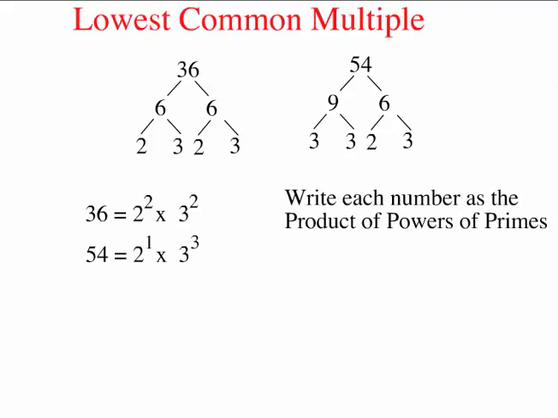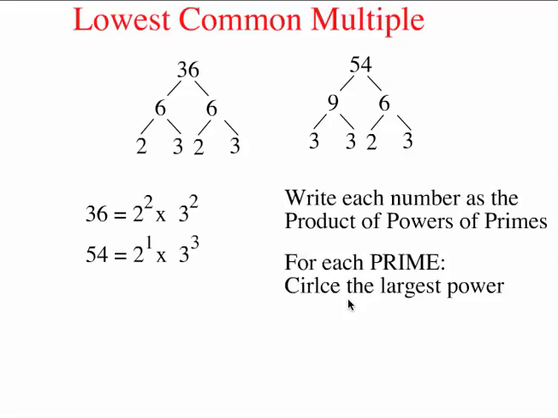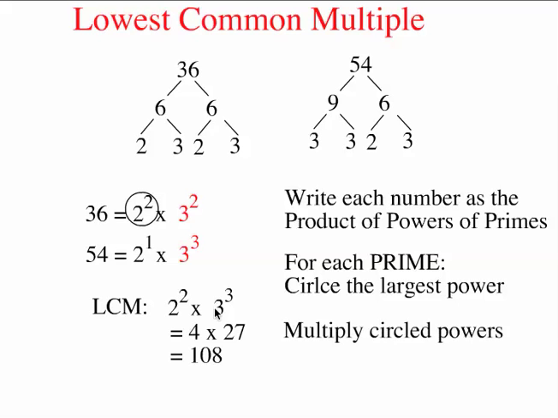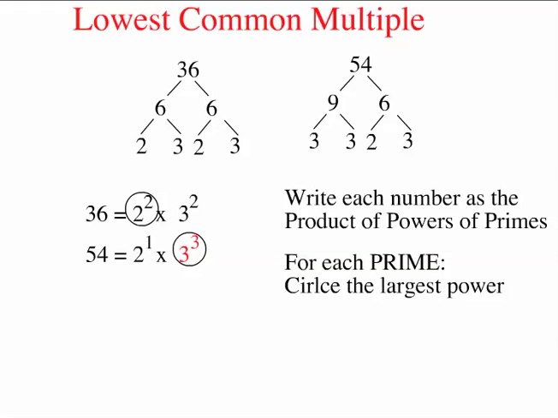Then for each prime, circle the largest power. So for the 2's, we have to decide which is larger: 2 to the 2 or 2 to the 1? 2 to the 2, so we circle that one. For the 3's, which is larger: 3 to the 2 or 3 to the 3? Definitely 3 to the 3, so we circle that one.